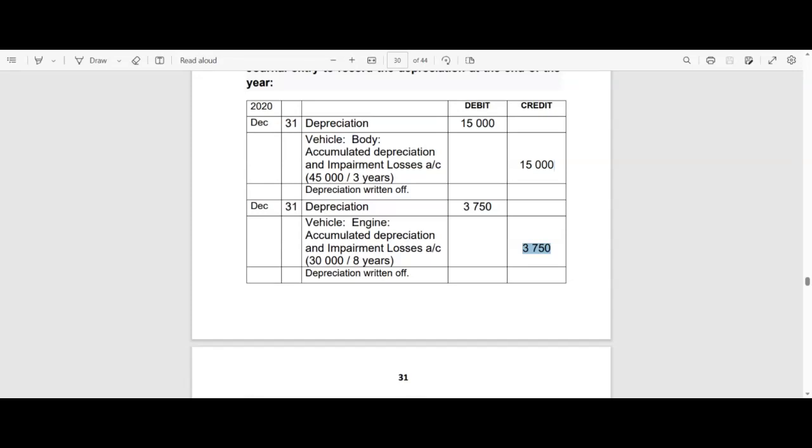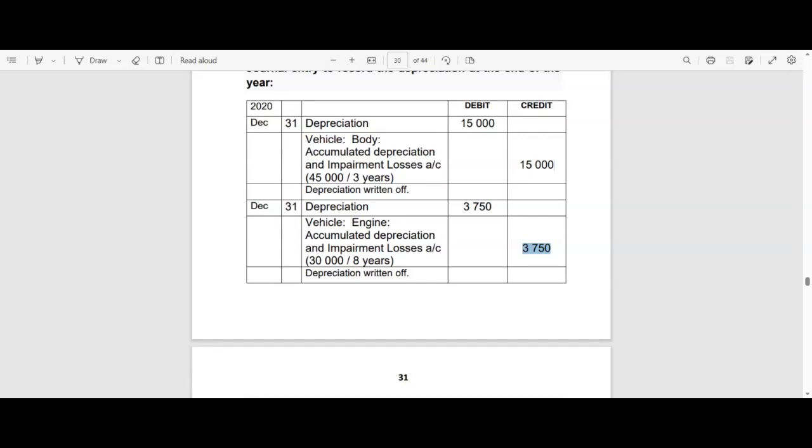So it means that the remaining useful life of the engine at that point in time will be 5 years. So you will simply continue with your normal depreciation of the engine. Each full financial year for the next 8 years, you are going to write down a depreciation expense of 3,750, right?